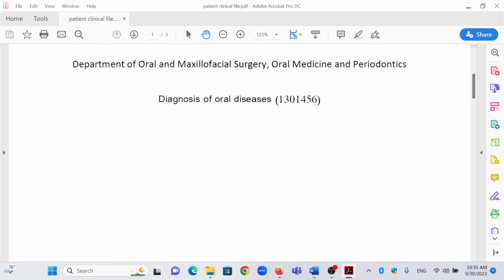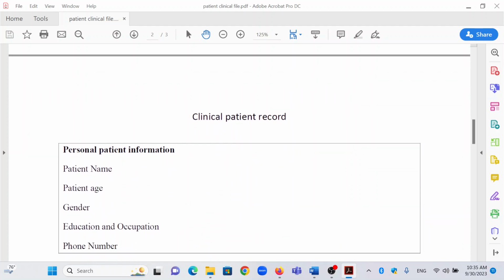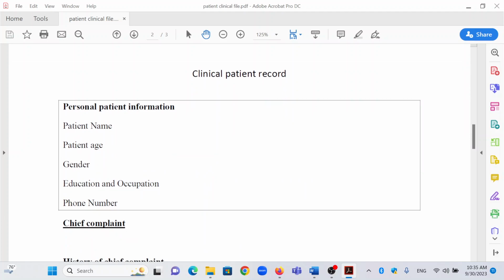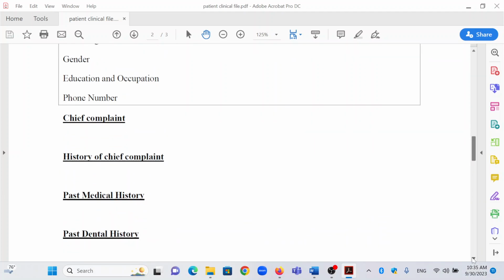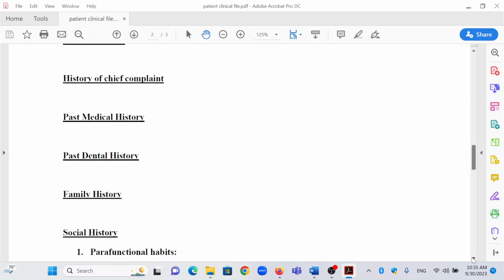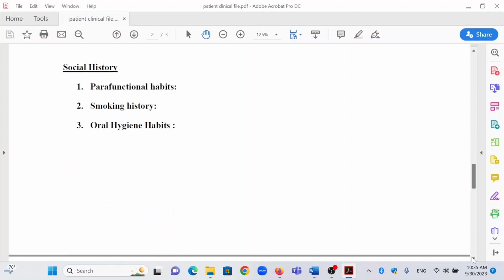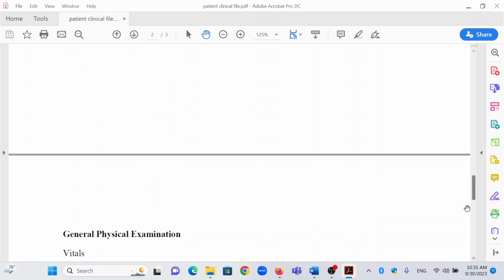The important components of the patient record constitute, first, the demographic information and the patient chief complaint, the history of chief complaint, past medical history and review of systems, the past dental history, family history, and social history.